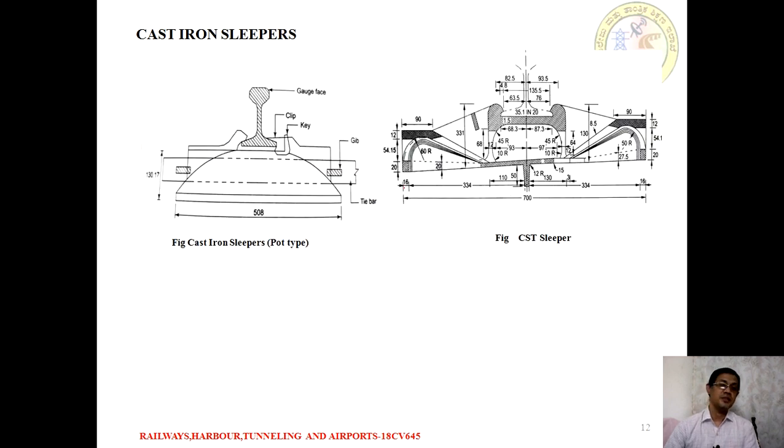So these are the images of cast iron sleepers. One is the pot type, and another is the CST sleeper. In the pot type, the sleepers are fitted with keys and also a clip. These are the keys that we provide. Here we have a tie bar, which fixes the sleepers. That is the cast iron sleeper called the pot type. Another type is the CST type.